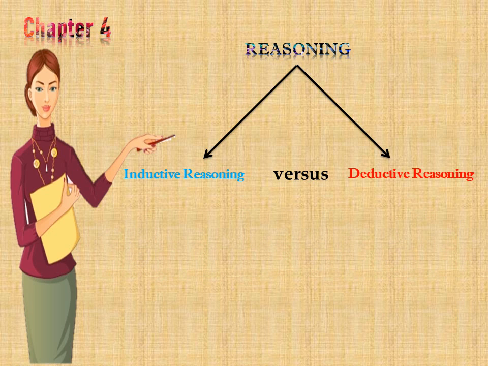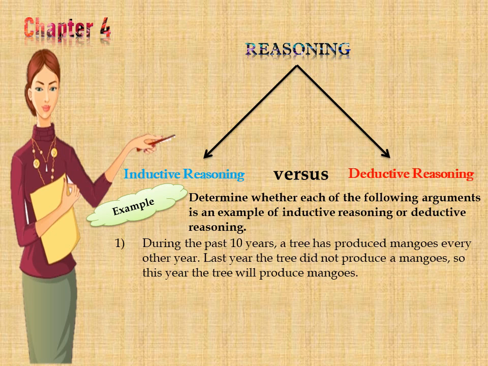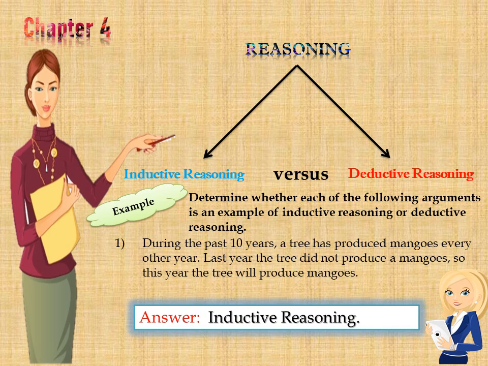For our example, determine whether each of the following arguments is an example of inductive reasoning or deductive reasoning. So here's the first example. During the past 10 years, a tree has produced mangoes every other year. Last year, the tree did not produce mangoes. So this year, the tree will produce mangoes. So take note here that this argument reaches a conclusion based on specific examples. Okay? So therefore, this is an example of inductive reasoning.